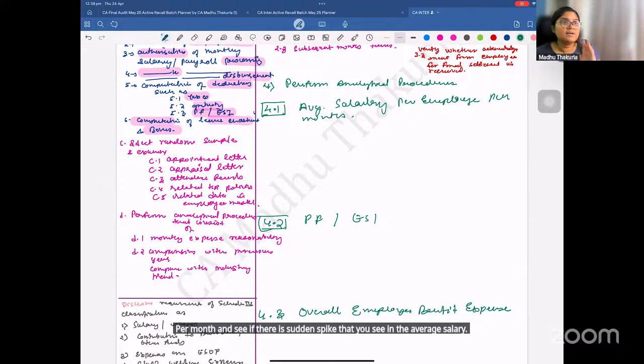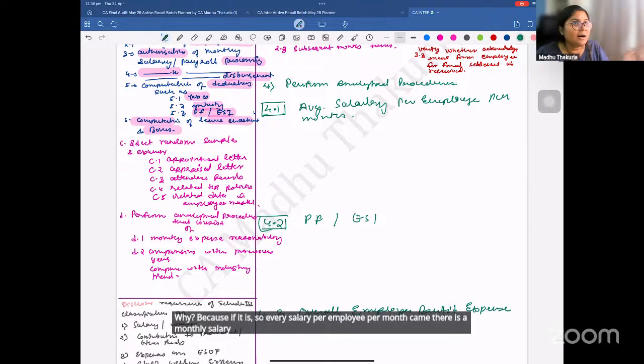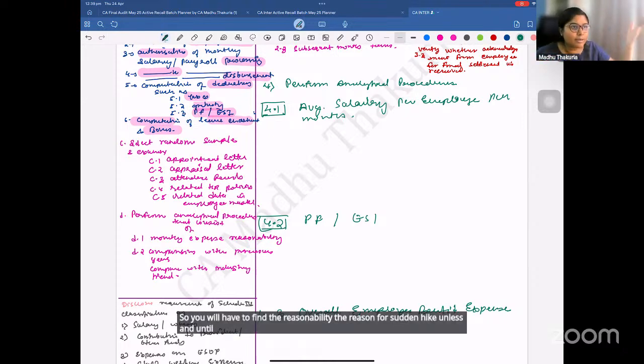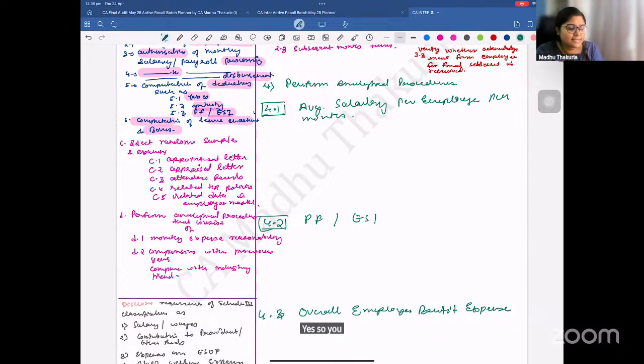Why? Because there is a monthly salary written in their appointment letter. Suddenly you see there is a sudden hike in that average salary in the month of November. Then you realize there is a Diwali bonus. So you will have to find the reason for the sudden hike. Sometimes the annual appraisal happens in the month of March, but the company takes at least 2 months to pay that amount. So suddenly you see the salary hike in the month of June. So you will have to see why there is a hike.